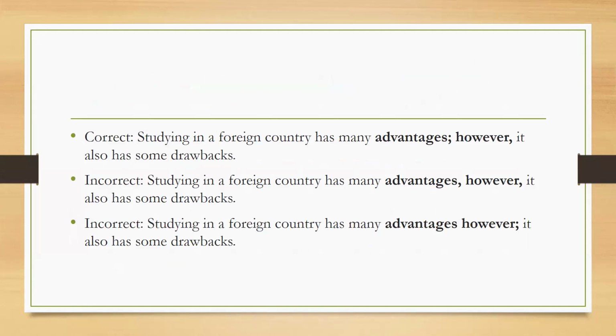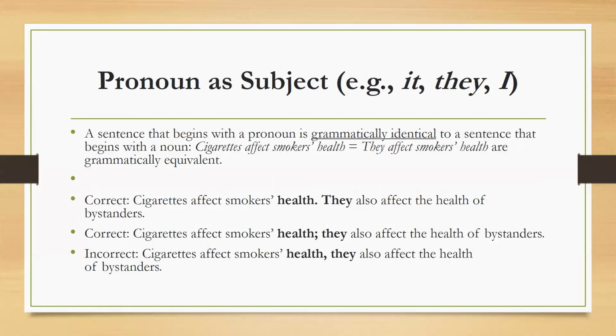Another example: studying in a foreign country has many advantages. Semicolon. However, comma, it also has some drawbacks. The incorrect way to write it, and that's what I said earlier: studying in a foreign country has many advantages, then you bring comma, however, comma, it also has some drawbacks. Or studying in a foreign country has many advantages. However, then semicolon, it also has some drawbacks. You remember when you send in your assignment, I always say sentence construction, you need to improve on your sentence construction. That is when you don't use a correct colon, semicolon. You had that difficulty when you were using the IELTS Ready platform.